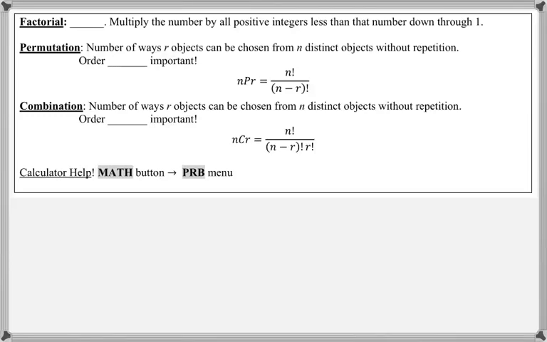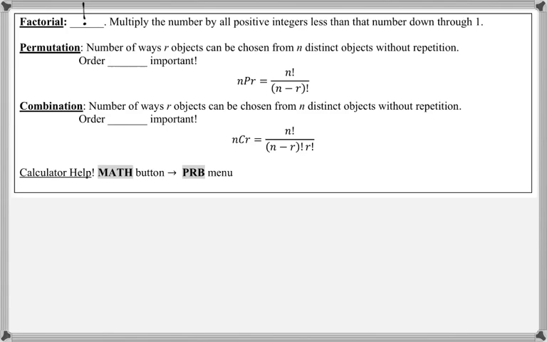In this section, we are going to be looking at a new operation called the factorial. And this is represented by an exclamation point. And what it means is we want to multiply the number by all positive integers less than that number down through 1. We are also going to be looking at permutations and combinations.